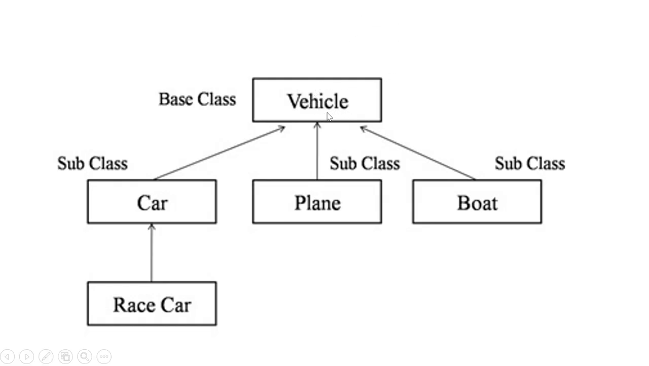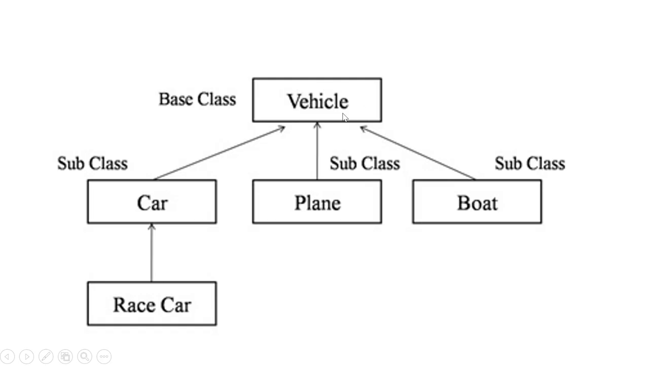Assume vehicle is the base class, and there are some subclasses like car, plane, boat, bike, like that. You can define any number of subclasses. Assume car, plane and boat all have some common properties, for example color, fuel type, like that. Those common properties can be defined inside vehicle, and specific properties can be defined inside the respective classes. For example, car may have some additional properties, and plane will have different additional properties.